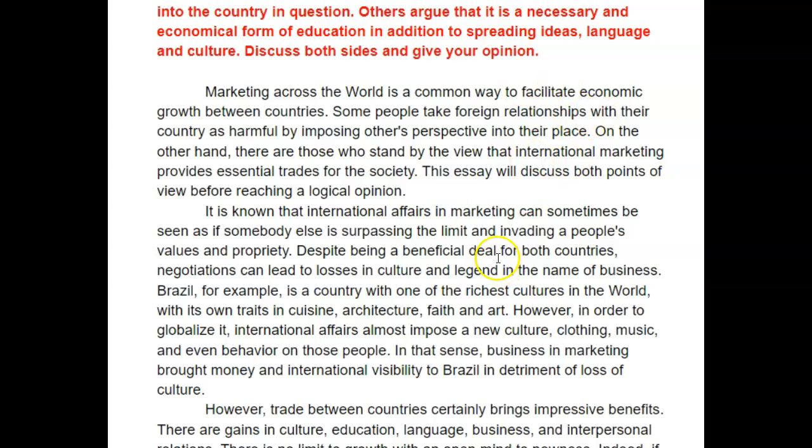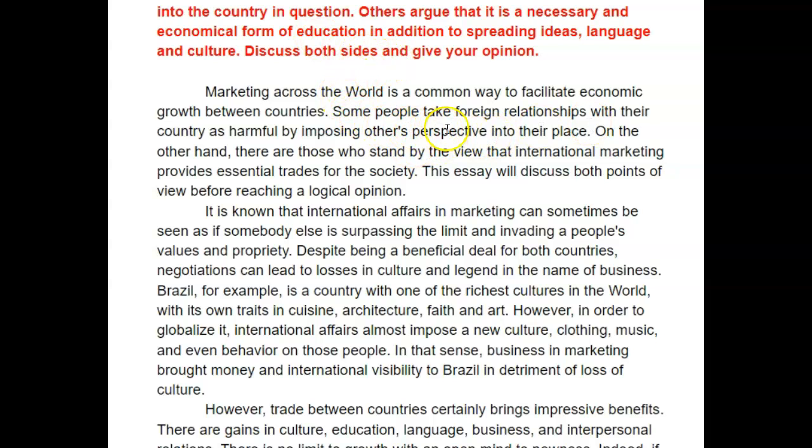Now let's clean this up. This was fine, except you said marketing. We're talking about international marketing specifically, so be careful. And then I didn't understand this sentence. Some people take foreign relationships with their country as harmful. You mean some people interpret? Is that what you mean? And then this didn't make sense. By imposing others' perspective. It didn't make sense to me.